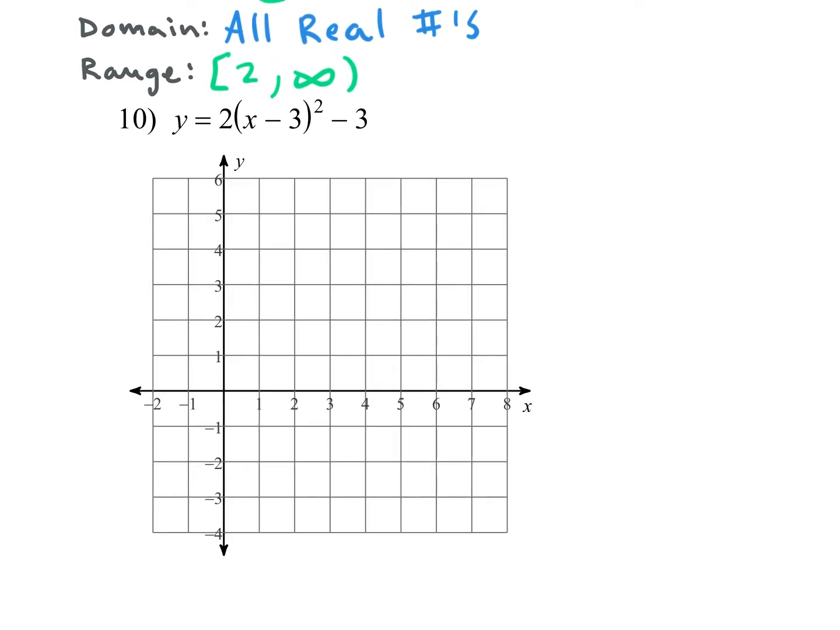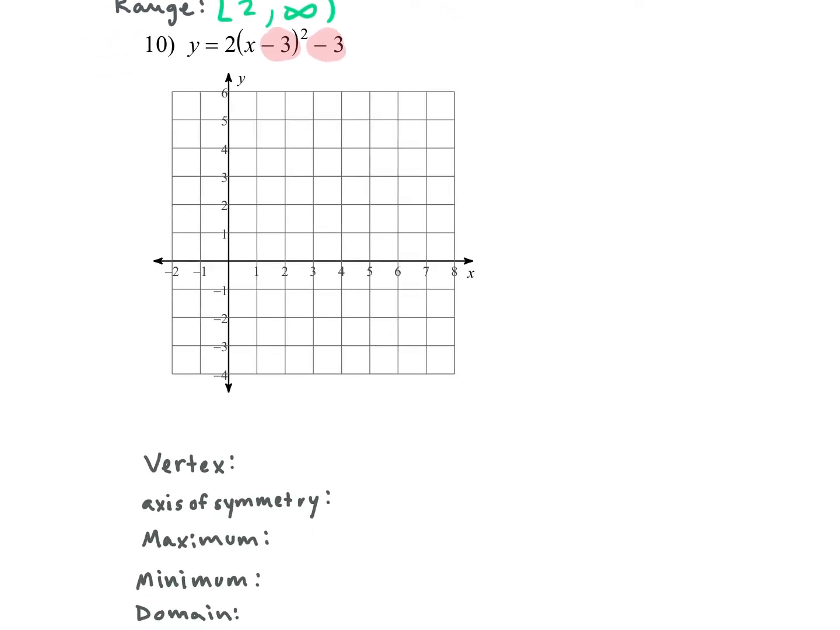What is my vertex here? 3, -3. Awesome. Don't forget to change the sign of your h. So 3, -3. What's my axis of symmetry? x equals 3. It's always your h.